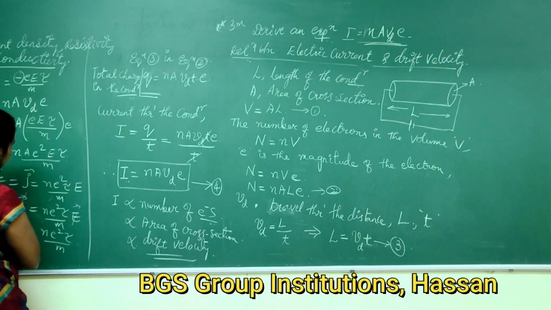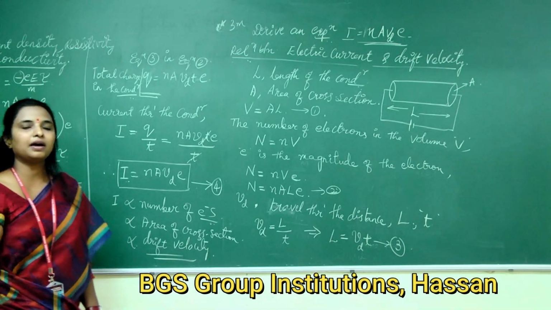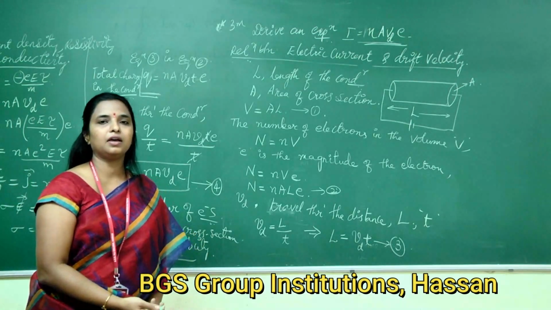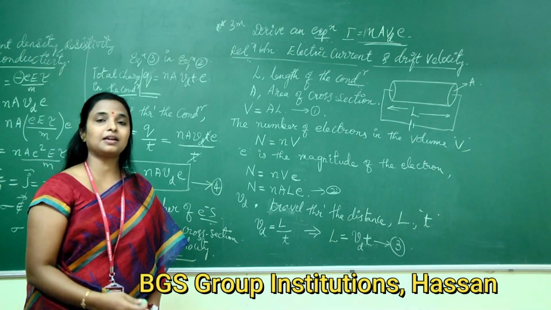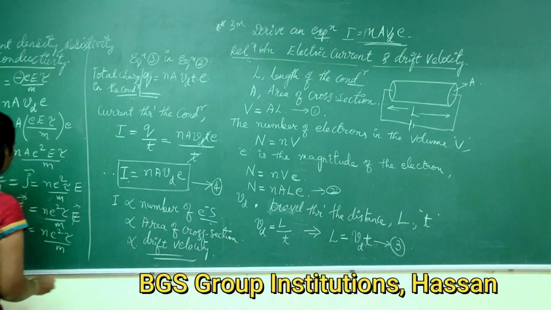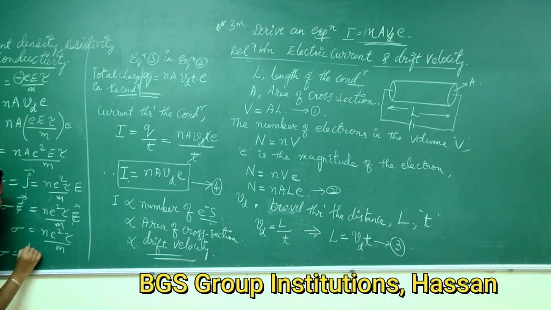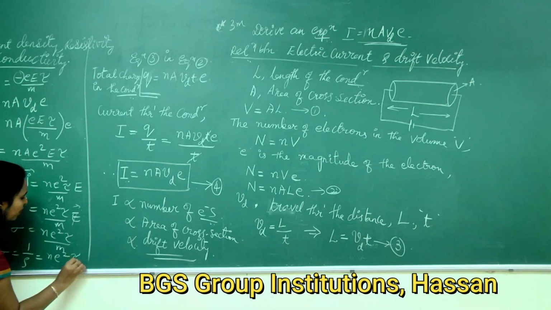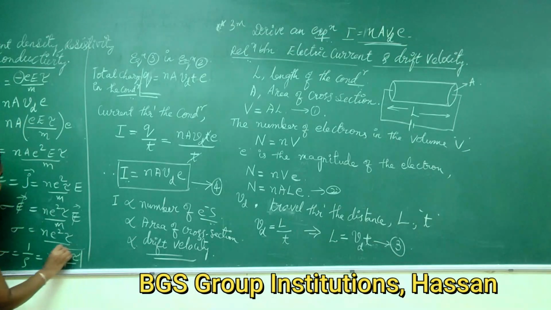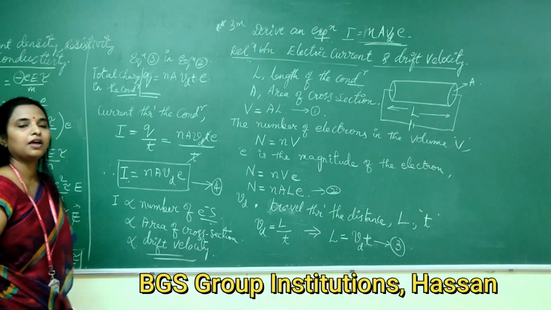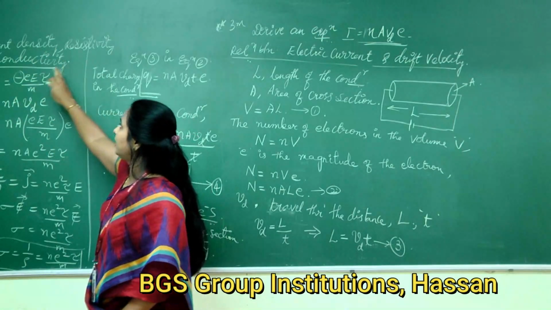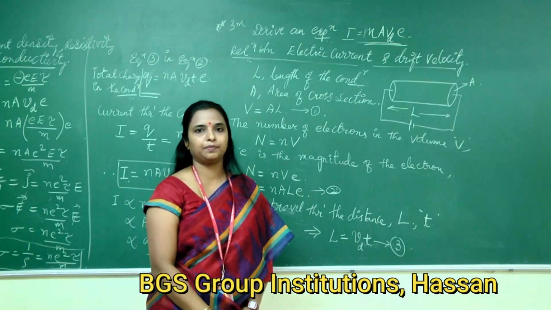Now what does this sigma represent? Sigma represents the conductivity. And how can we relate conductivity with the resistivity? It is the reciprocal of resistivity. Therefore, sigma is equal to 1 by rho is equal to N e square tau by m. So this is the relation which relates current density, resistivity and conductivity.